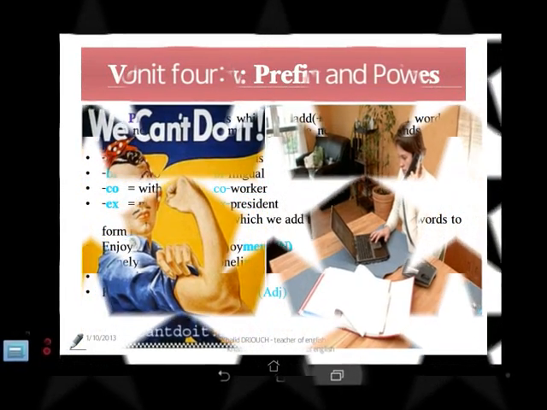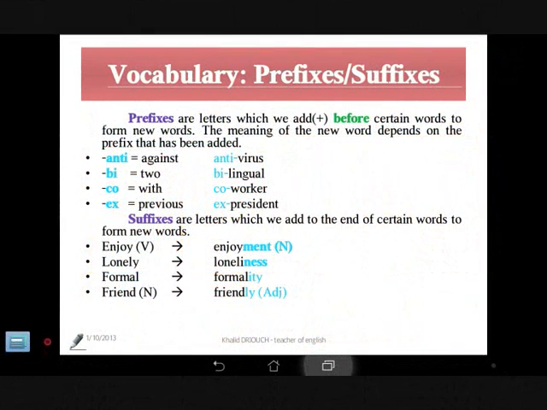So we go straight to the first lesson of unit number 4, which is a vocabulary lesson that talks about prefixes and suffixes. Prefixes are letters which we add before certain words to form new words. The meaning of the new word depends on the prefix that has been added.